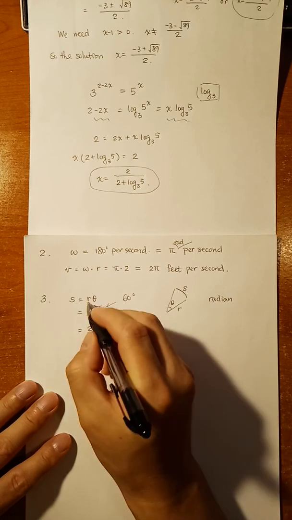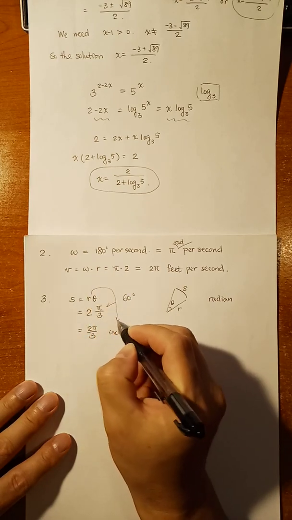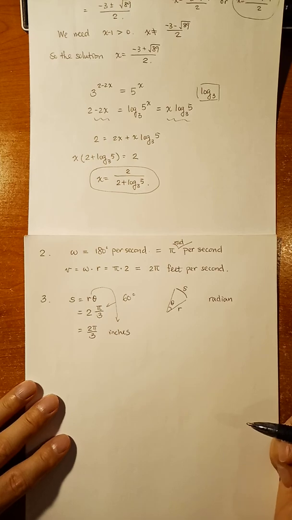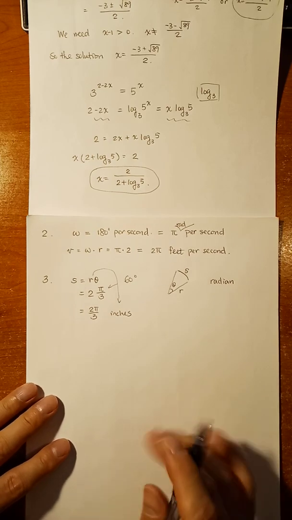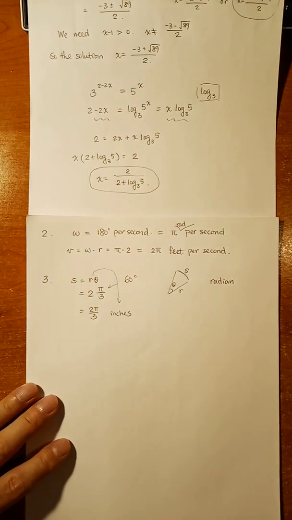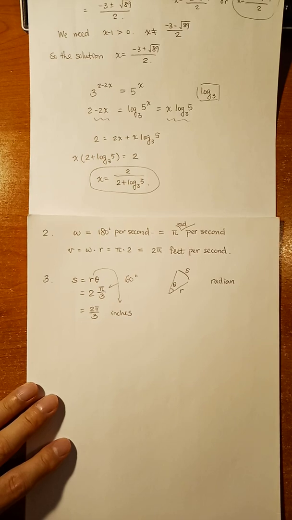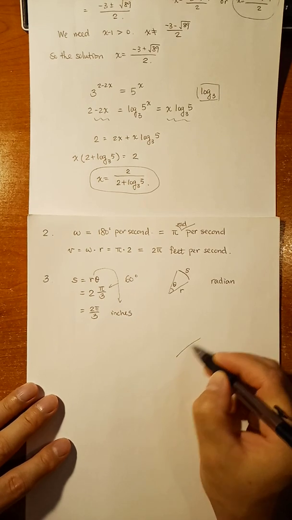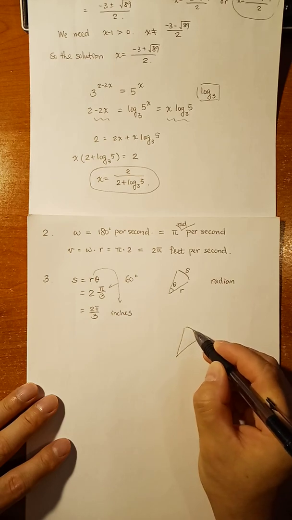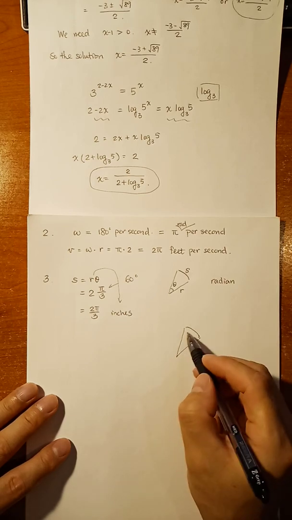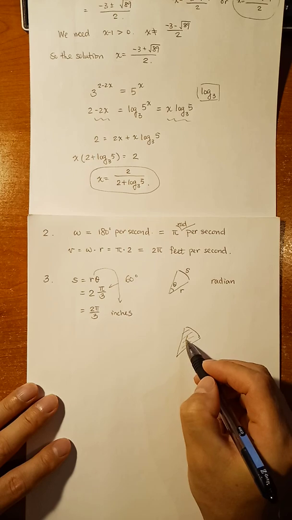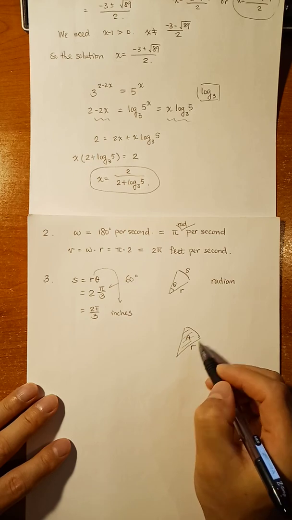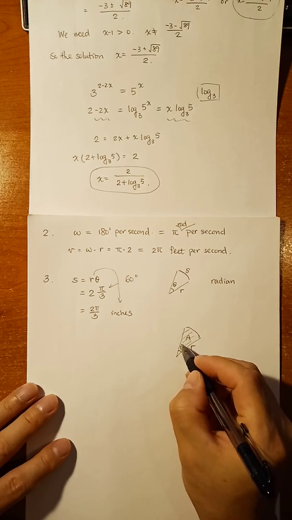So the units follow the radius unit. So the answer S is 2 pi over 3 inches. And similarly, if we have this piece of shape, this sector, then this region has an area when you have radius r and a central angle theta.